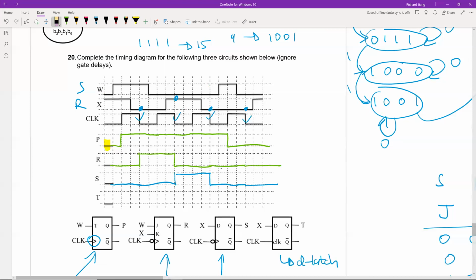Do you agree? Gotcha. That makes sense. Does it seem easy to you? Yeah, I'm starting to get the gist of it. I think I'm starting to see a couple more patterns that I didn't before. Good, good. All right, the last one is the D latch.